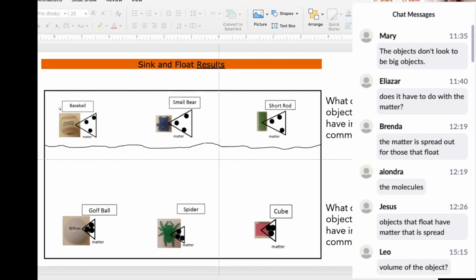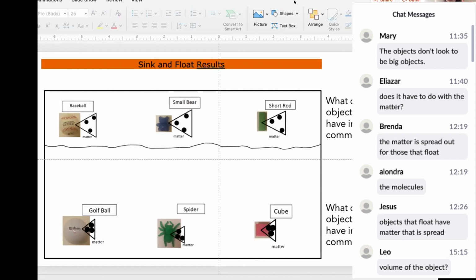So are they necessarily lighter? Because we have a baseball that's pretty heavy that floated, and we have a cube that was pretty light and that sunk. So is it about light? Give me something else. It's not necessarily about how light it is. Give me something else that's true about their matter. How about the density? Yes, it does have to do with density.